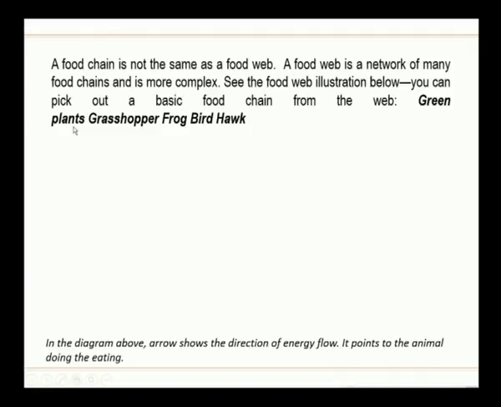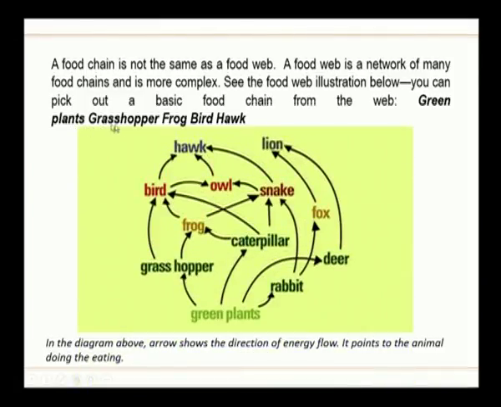A food web is another network of many food chains and is more complex. See the food web illustration below. You can pick out the basic food chain from the food web: green plants, grasshopper, frog, bird, hawk. So food web is a collective of food chains which have been connected to each other.